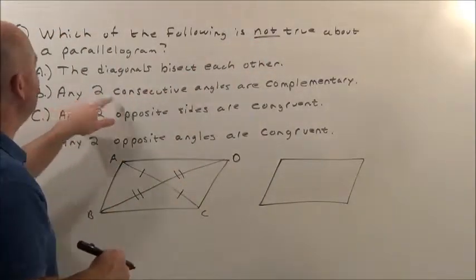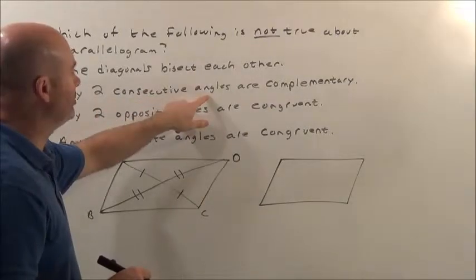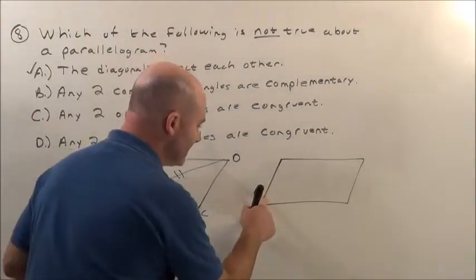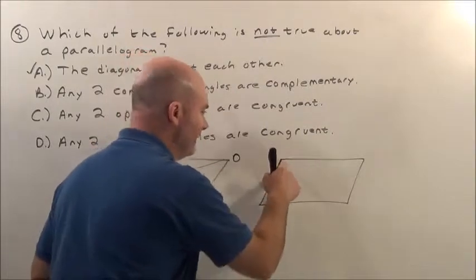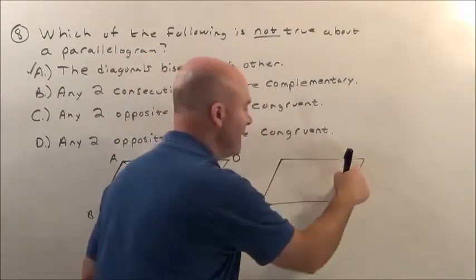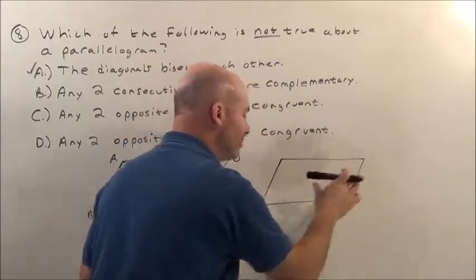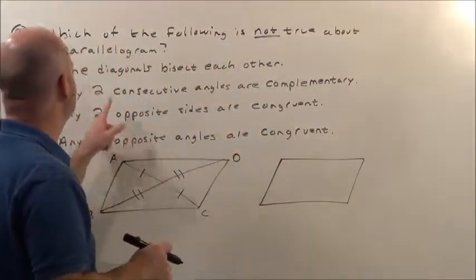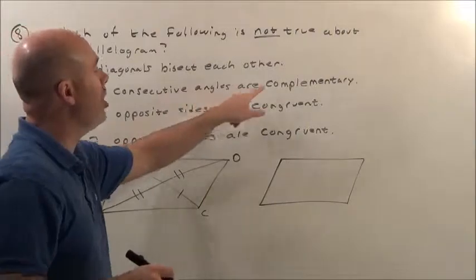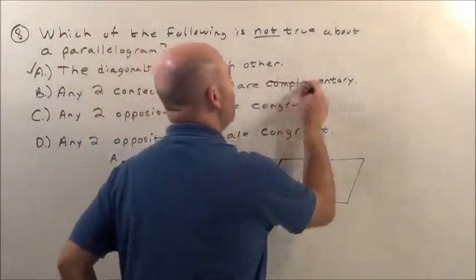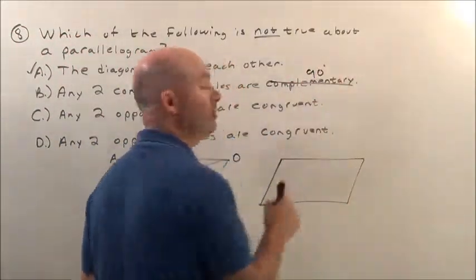Let's look at B. Any two consecutive angles, now consecutive angles, this and the next angle, those are consecutive. This and its next angle, those are consecutive, one right after the other. So these are consecutive, those are consecutive, those are consecutive, those are consecutive. Any two consecutive angles are complementary. Now complementary simply means they add up to how many degrees?